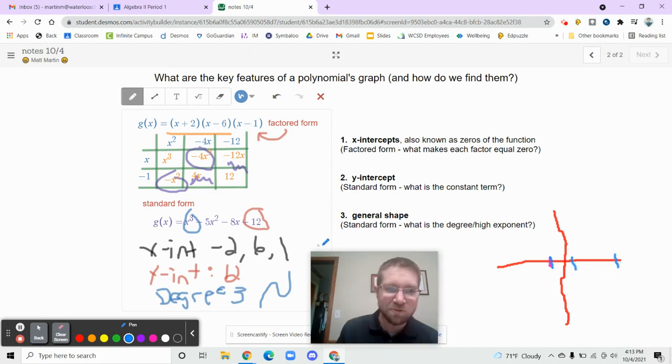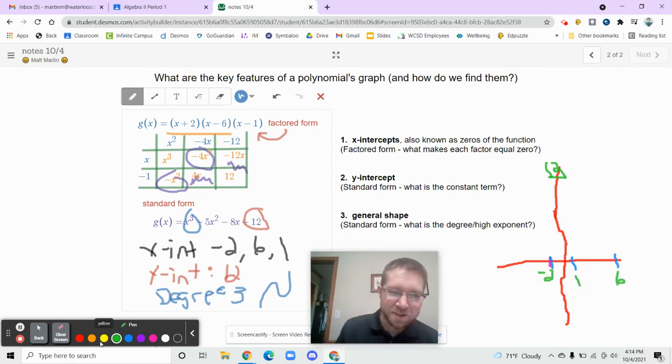And then my y-intercept is up at positive 12. I feel like that should be a little higher. Let's go up a little higher here. Oh boy, this is rough. But I'm doing it anyway. So here I go. Here's my y-intercept at positive 12. And then again, negative 2, positive 1, and positive 6.